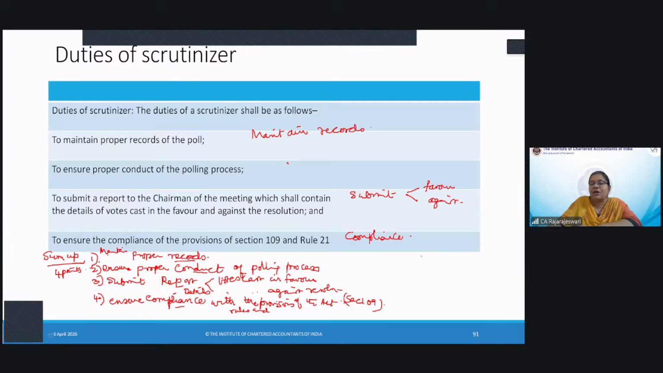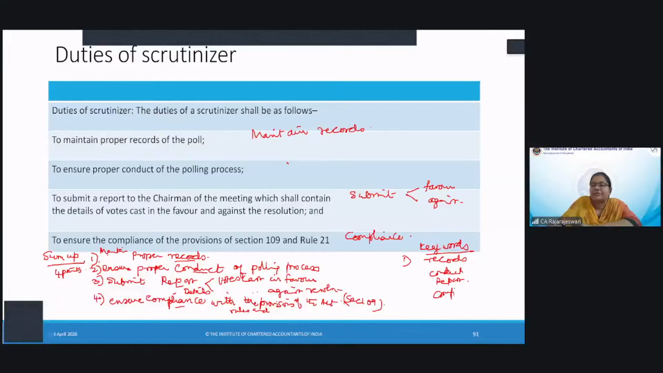So for any law paper, you should understand what all the keywords are that you should write in the answer. The examiner will search those words in your answer. So proper records, that should be there. Then you should say proper conduct of the polling process. Then report, submit a report with the details.